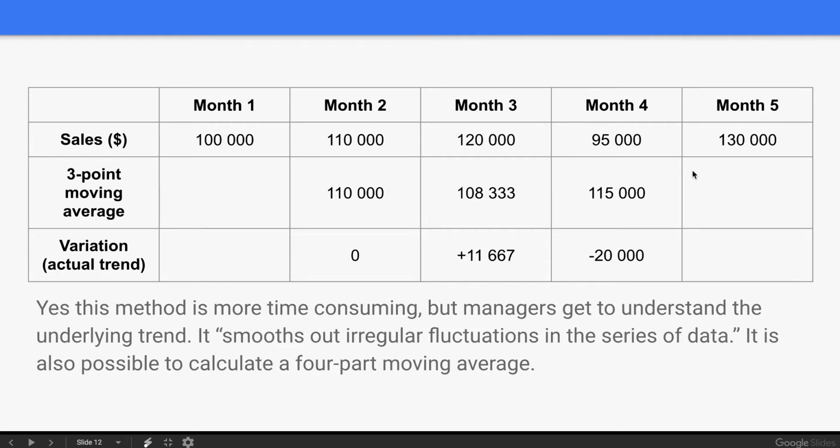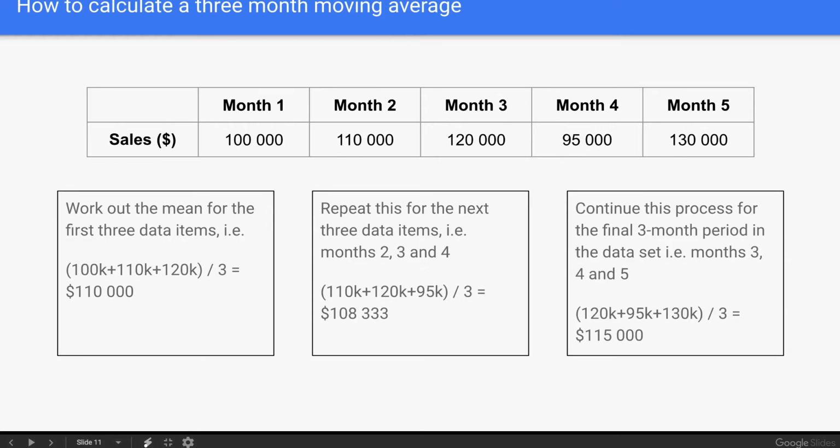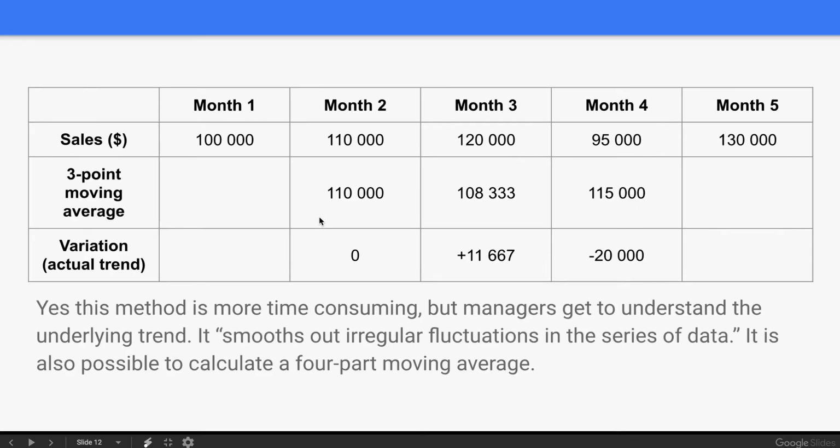So that's how you calculate. Once again, you start at the beginning, you add up the first 3, get the first data point, and put it under the middle of that. You add up the next 3, put it under the middle of month 3, you add up the next 3, put it under the middle of month 4, put it in the chart, then you can see the variations. Because when you have that and that, that's 0. That minus that is a positive 11,000. That minus that is a negative 20,000. It just gives you a good picture of what's going on.